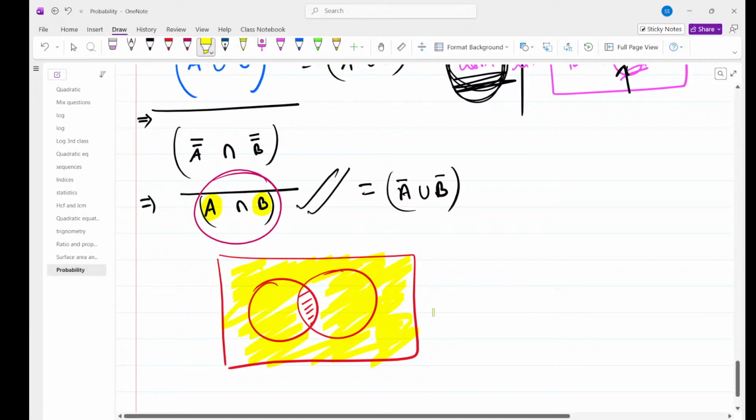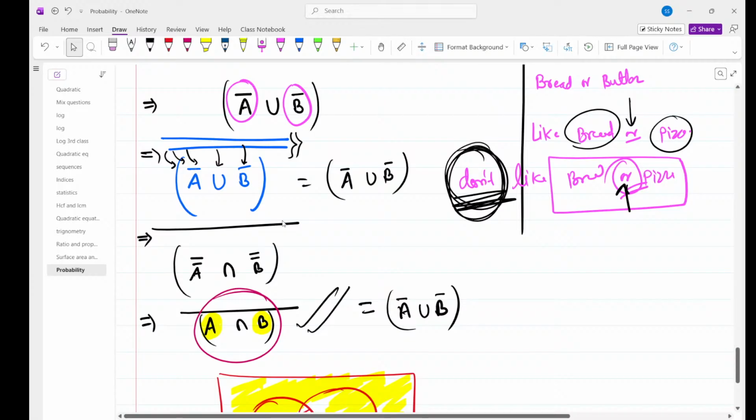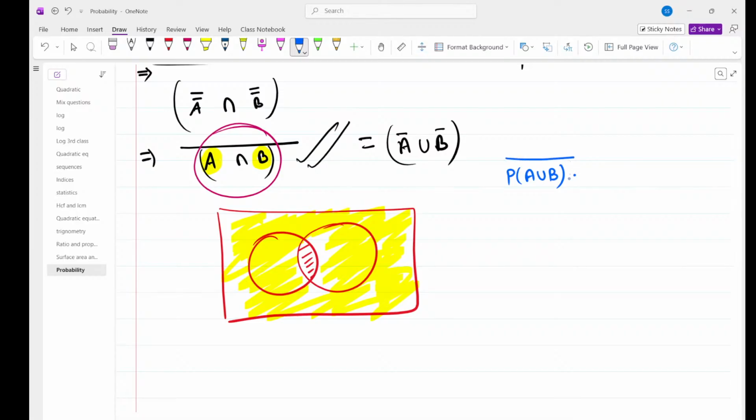Okay. I have one more question. Is the probability of A union B, the bracket, with the complement outside, the same as what we just discussed, the probability of A complement union B complement? No. If you apply the complement here, this will be the probability of A complement intersection B complement. This will give you the same thing.